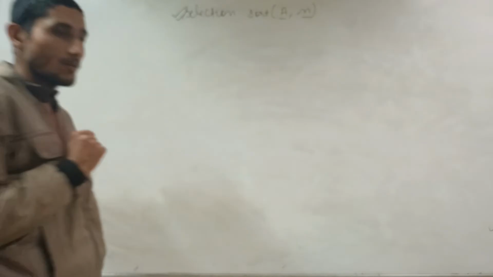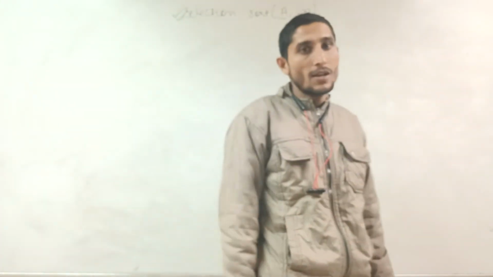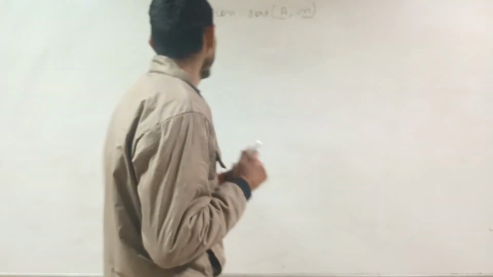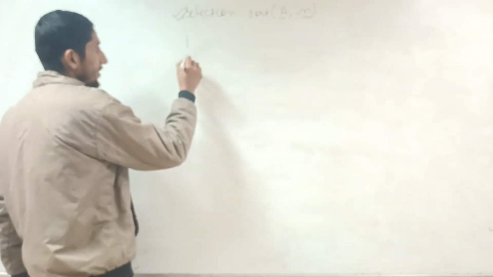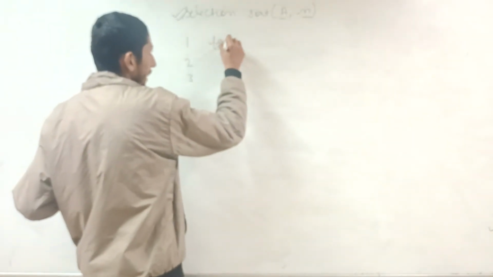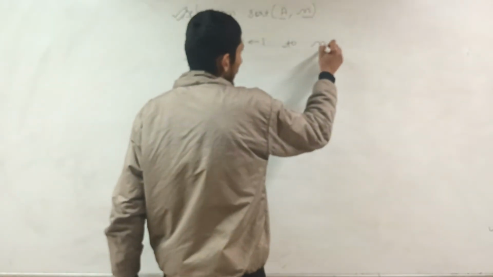So in the algorithm, I will apply the loop from 1 to n minus 1, and I will try to find the location of the smallest element. Okay, so please follow me. In the first step, I will take for i equals 1 to n minus 1.